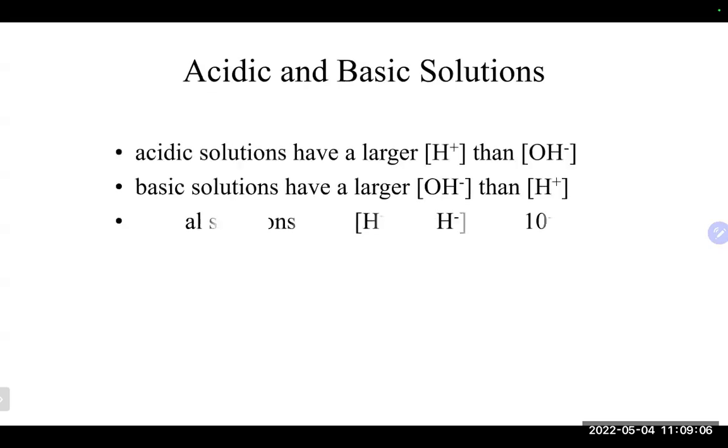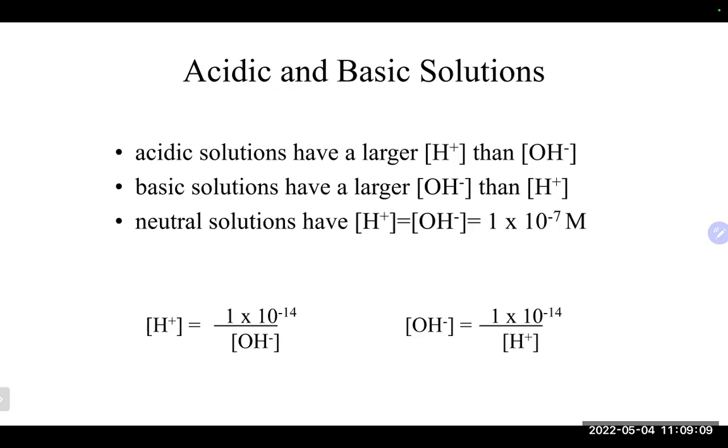Now, can this help us decide whether or not a solution is acidic, basic, or neutral? It can. If you do this calculation, like we see on the bottom there, and you find that the H plus concentration is larger than the OH minus concentration, which means the acid part of the solution is larger than the basic part, the solution will be acidic. If the OH minus is greater than the H plus, that means the base part of the solution is larger than the acid part.